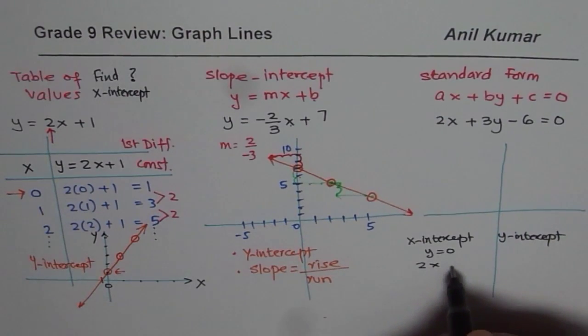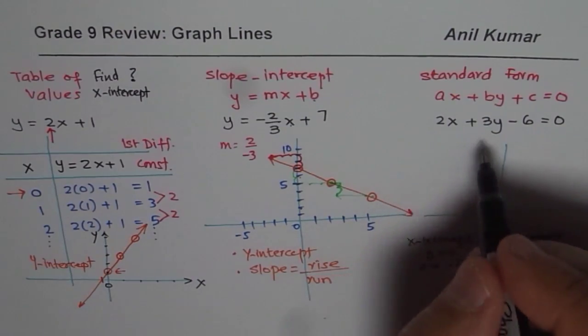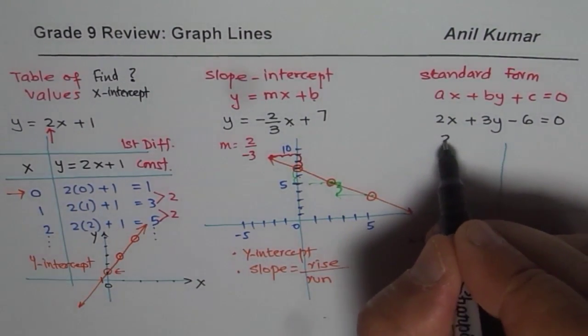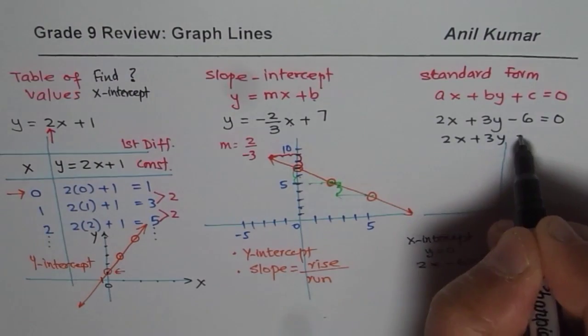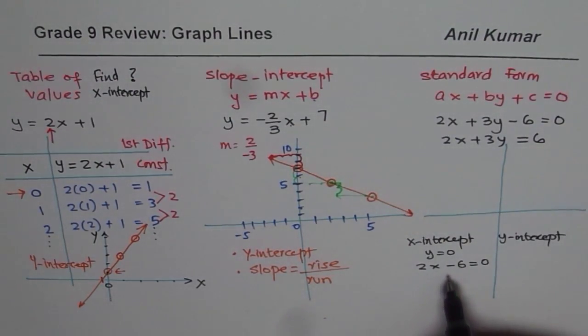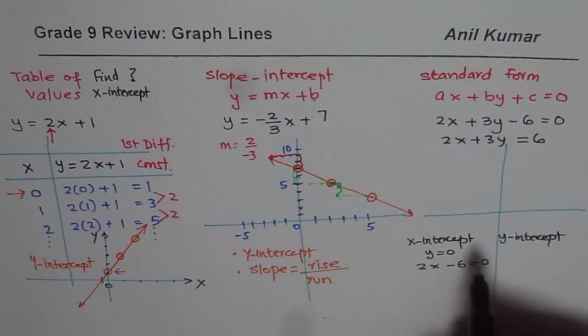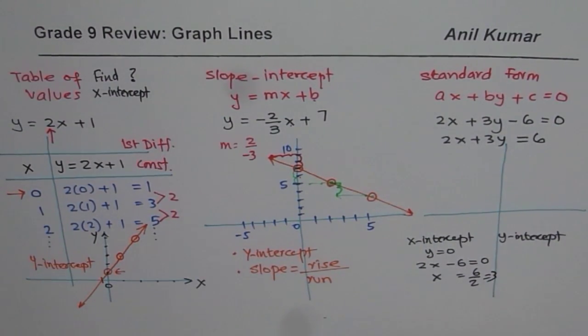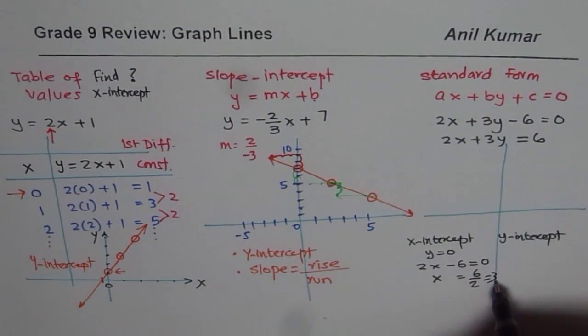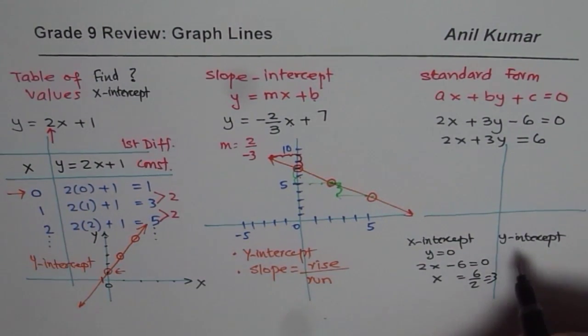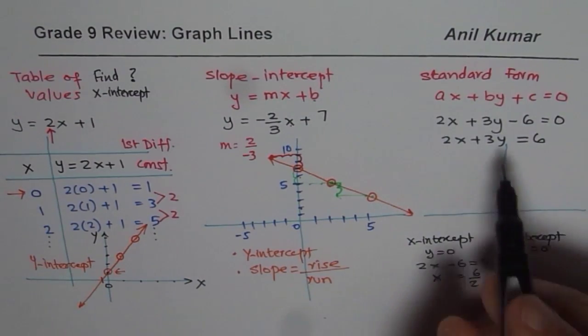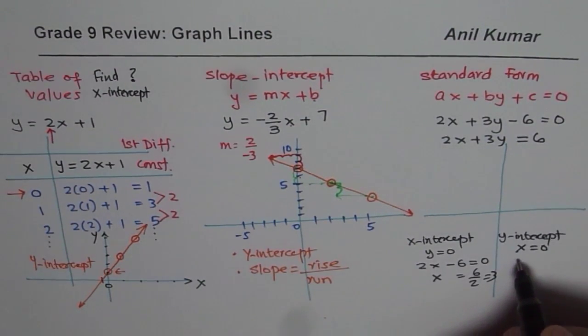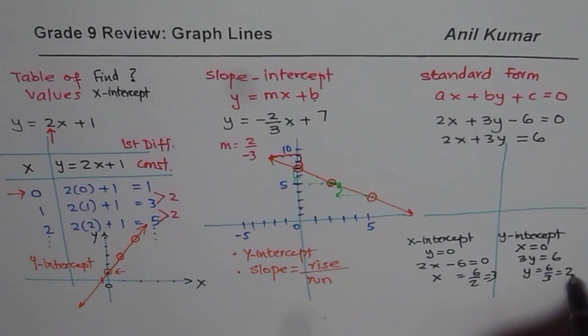I get 2x minus 6 equals to 0, which is, I could rewrite this equation first. Let me rewrite this equation. It helps. We could write this as 2x plus 3y equals to 6, right? Now, what I will do? If I do y equals to 0, I get x equals to how much? We'll take 6 on this side, divide by 2, we get 3. So the x-intercept is 3 for us. Let us now find the y-intercept. For y-intercept, x is equals to 0. In this equation, if I write x 0, I get 3y equals to 6, or y equals to 6 divided by 3, which is 2.